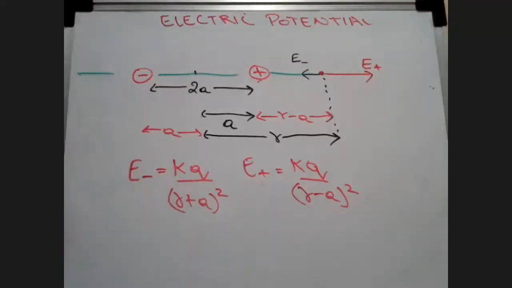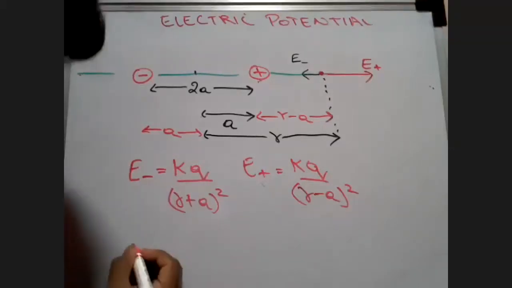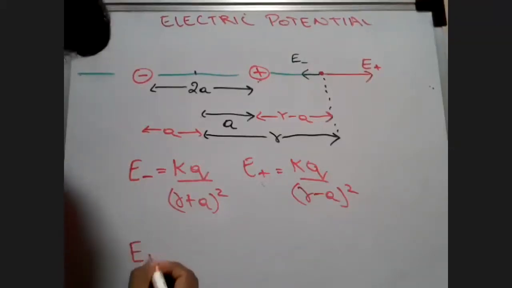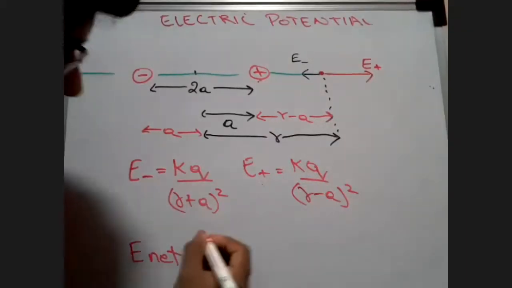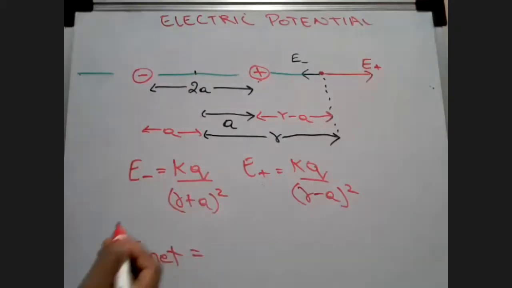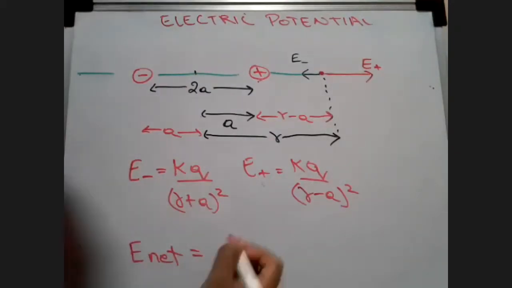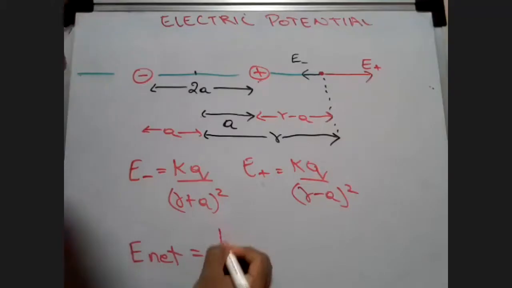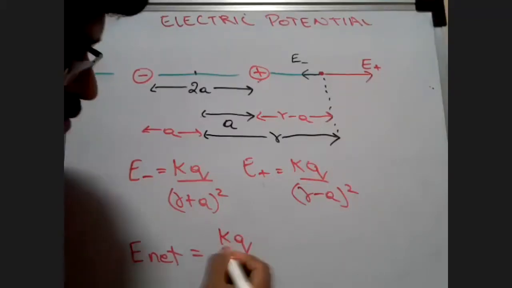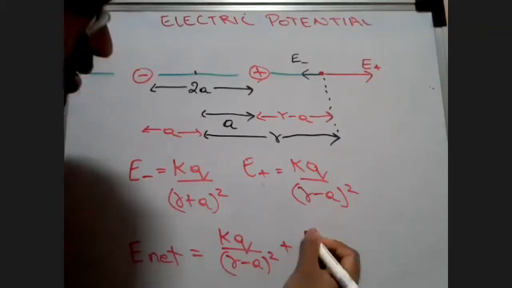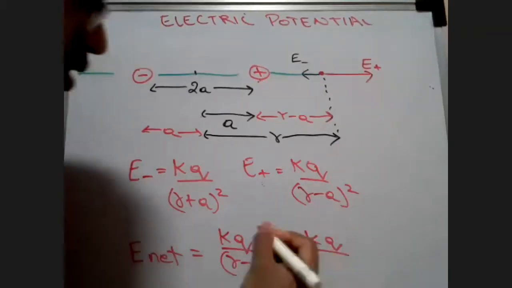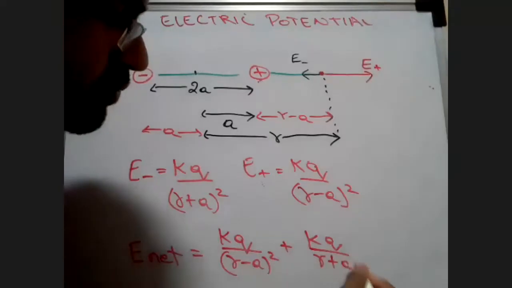should I rub it off? No, it's a very small board. Anyway, E net, what is E net going to be equal to? Can you all find it out yourselves right now? Let me also do it. E net is equal to E plus added with E minus, and that is going to give me KQ over (R minus A) whole square plus KQ over (R plus A) whole square.